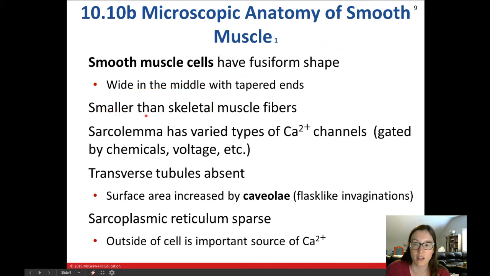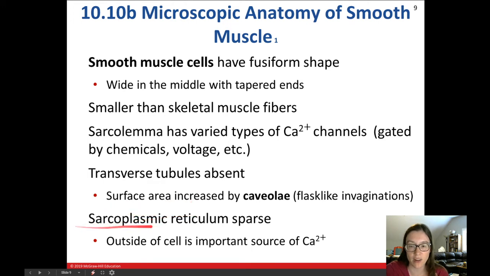They are smaller than skeletal muscle fibers. They also have many different types of calcium channels. Some of them are chemically gated, some of them are voltage gated, some of them respond to the stretch of the muscle, and so they can be activated in many different ways. They don't have T-tubules. That's different, right? Instead, they have these little things called caveolae, little invaginations that go in. They're not quite the same, but it does increase the surface area of the outside of the smooth muscle.